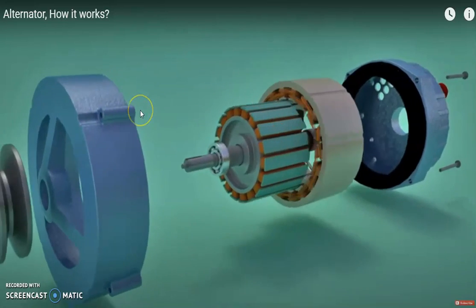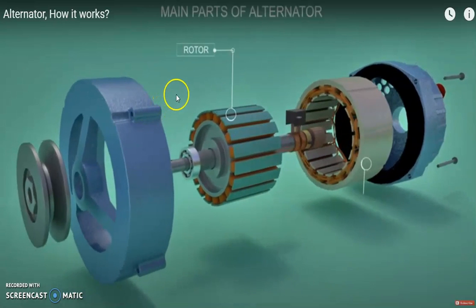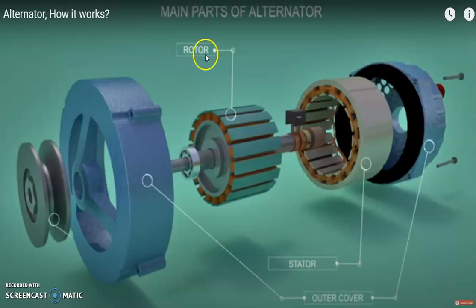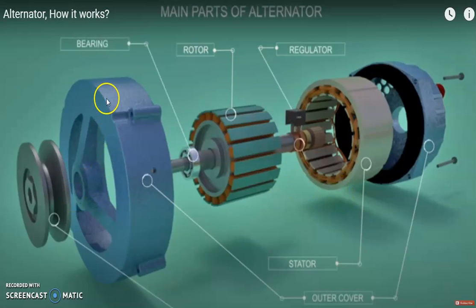Now we will see the construction details of the alternator, the main parts of an alternator. As we know, these are the rotor, stator, outer cover, regulators, as well as bearings and different parts. This is the rotor side in which we have the rotor winding, called the field winding. Now these are the bearings. This outer cover we simply call the main frame or yoke. Now this is the regulator. The regulator is used for providing the DC supply.